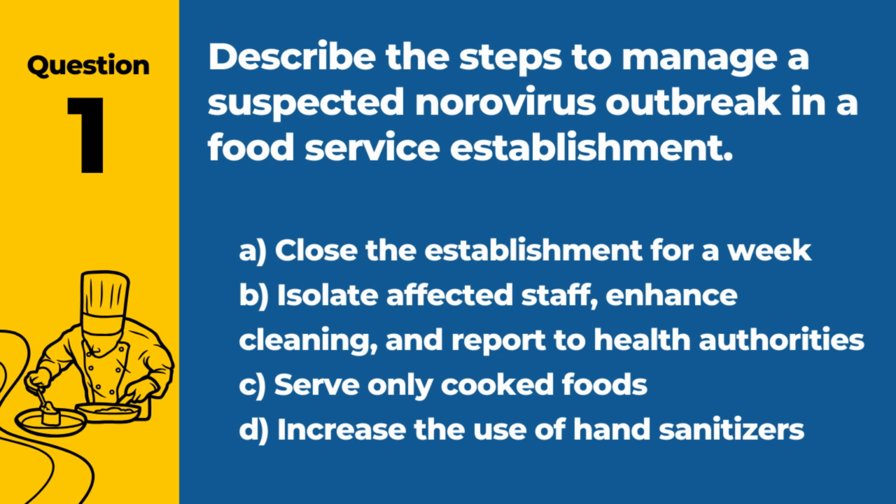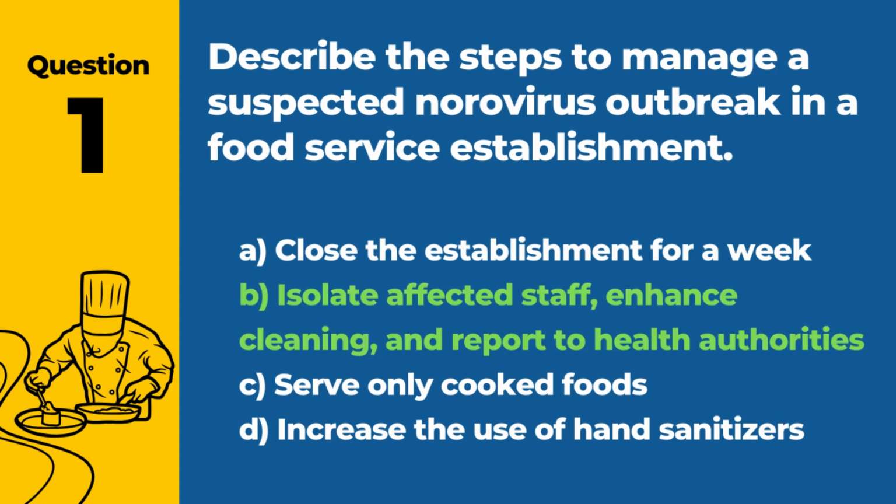Question 1. Describe the steps to manage a suspected norovirus outbreak in a food service establishment. A. Close the establishment for a week. B. Isolate affected staff. Enhance cleaning and report to health authorities. C. Serve only cooked foods. D. Increase the use of hand sanitizers.